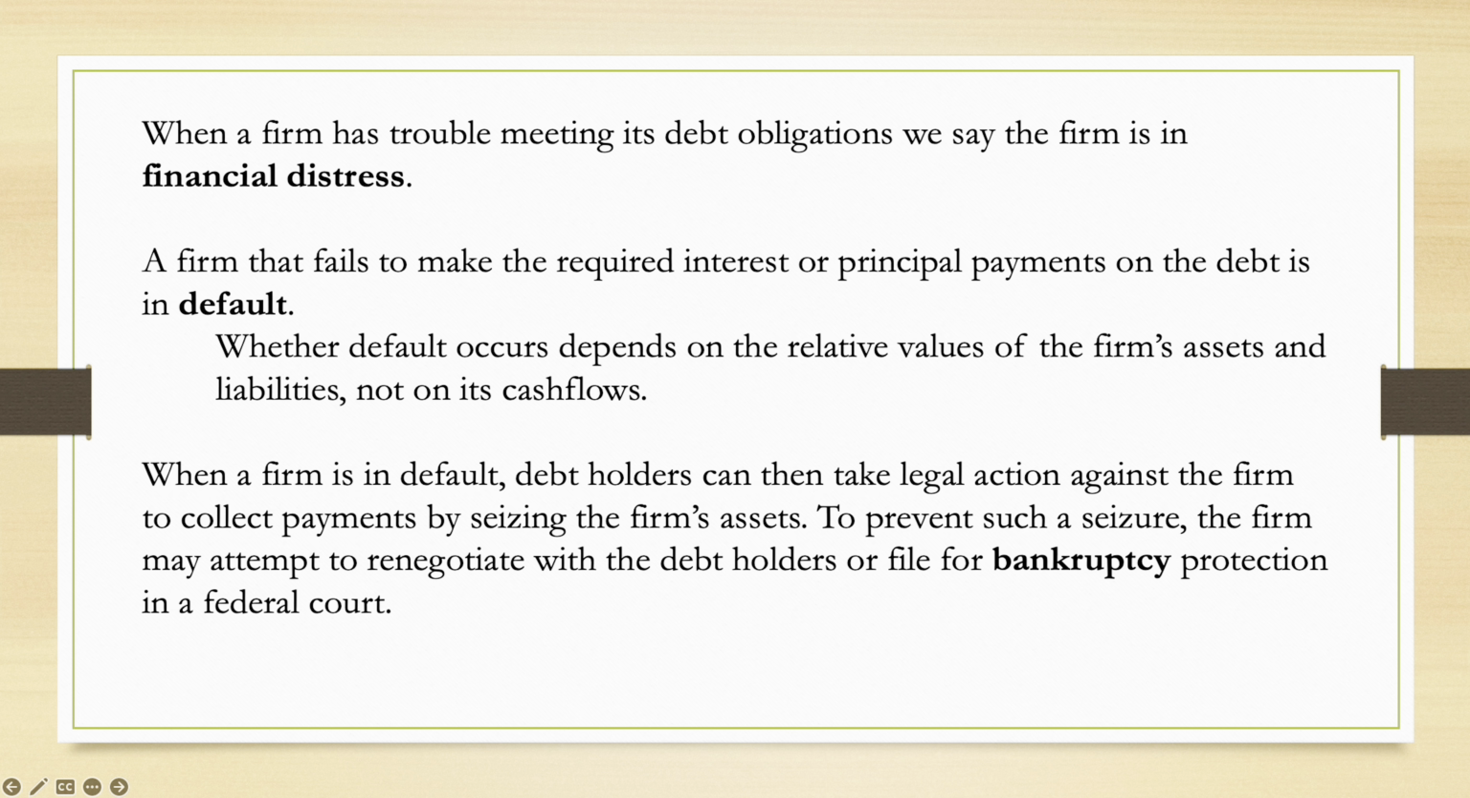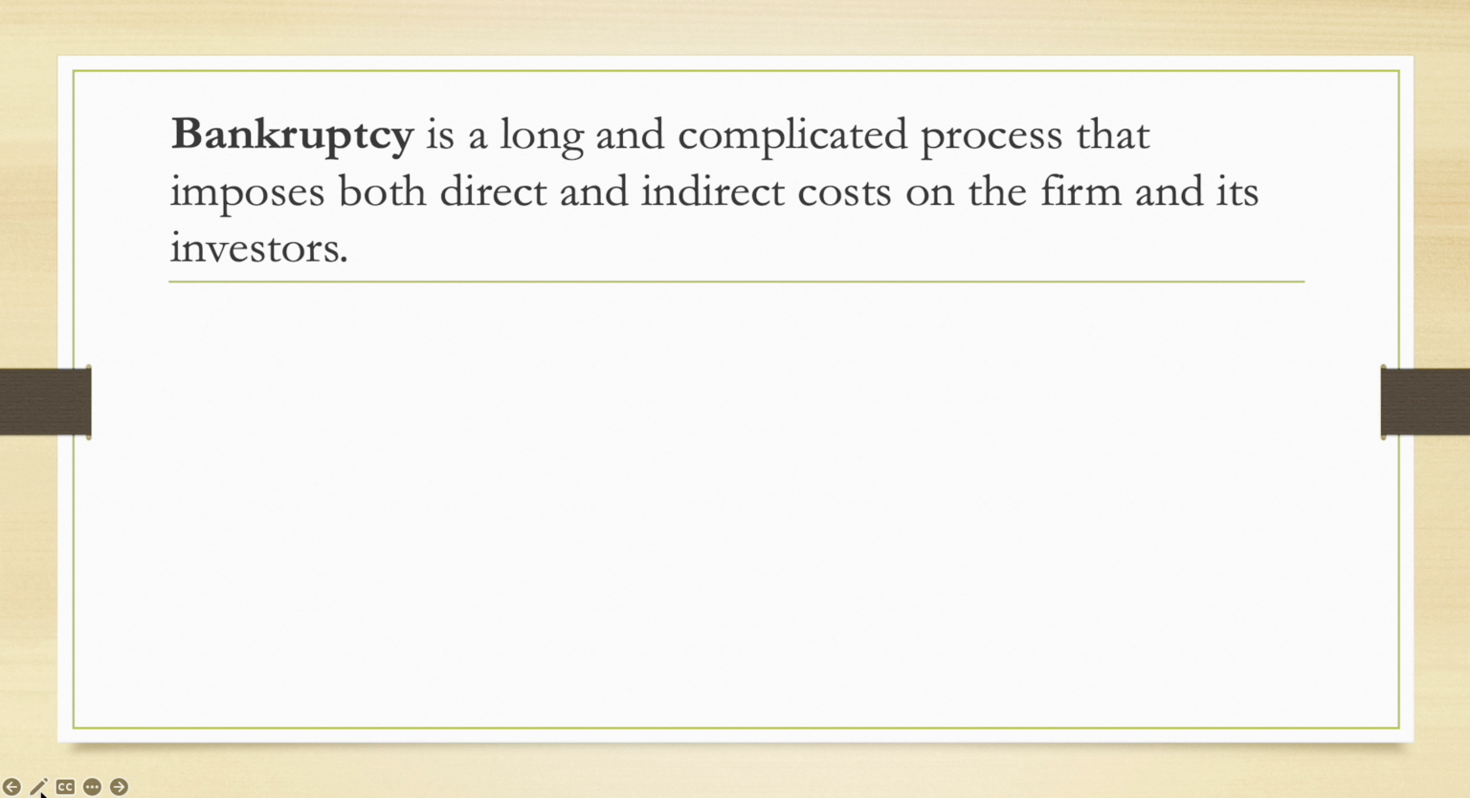When a firm is in default, debt holders can take legal action against the firm to collect payments by seizing the firm's assets. To prevent such a seizure, the firm may attempt to renegotiate with the debt holders or file for bankruptcy protection in a federal court. Unlike financial distress and default, bankruptcy doesn't happen by itself. It is a choice the firm's investors and creditors make. Bankruptcy is a long, complicated, and costly process.